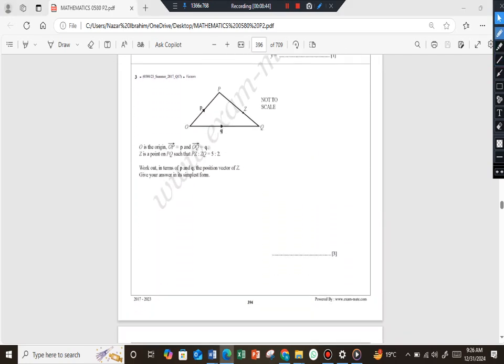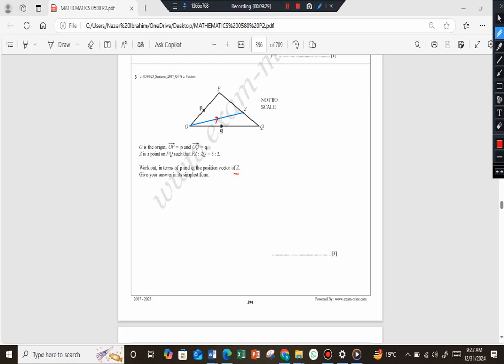Question number 3. In question number 3, we have three sides, basically a triangle. Vector OP is equal to P, OQ is equal to Q. So these are two vectors, the position vectors of P and Q are given to us as OP and OQ equal to P and Q. And we are given the ratio of PZ and ZQ, right? So we have to work out, in terms of P and Q, the position vector of Z. So the position vector of Z means starting from O ending at Z.